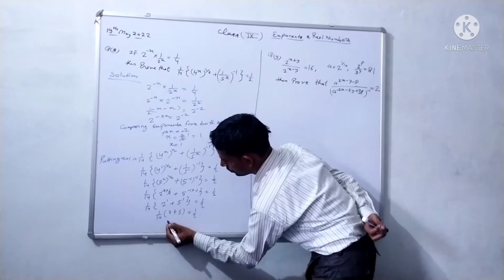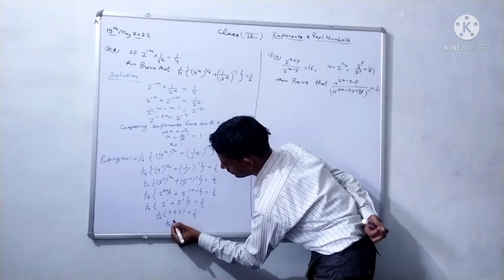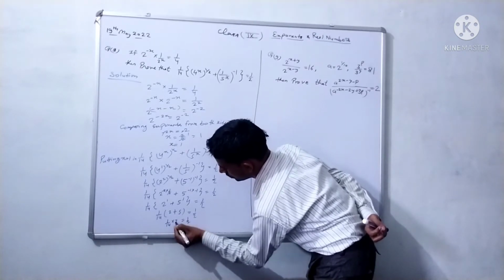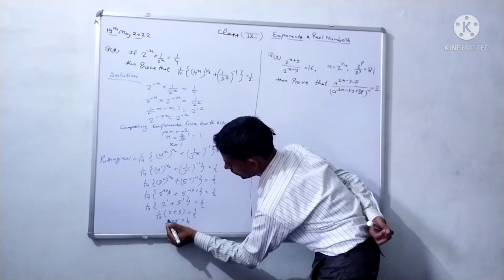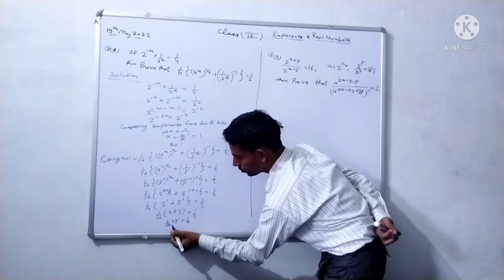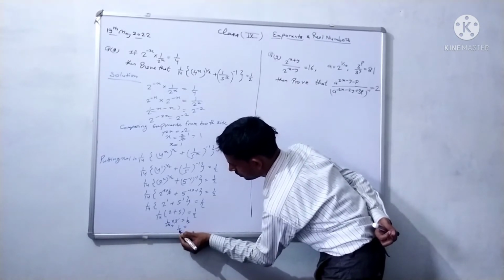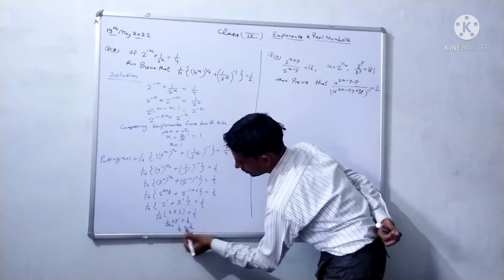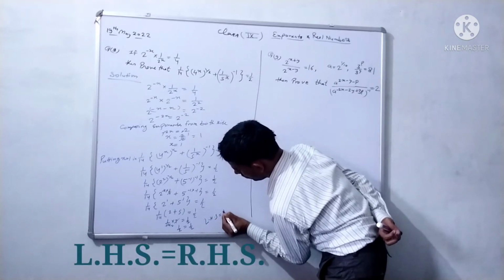So 1 upon 14 into 5 and 2 are 7, equal 1 upon 2. 7 into 14 is... so here the numerator is 1 and the denominator is 2. So we can write 1 upon 2 equal, again this is 1 upon 2. Same, LHS equal RHS.